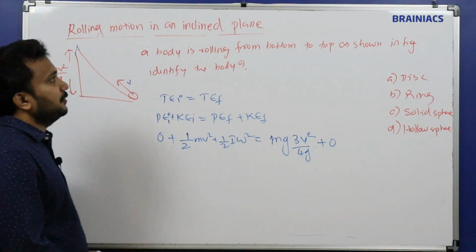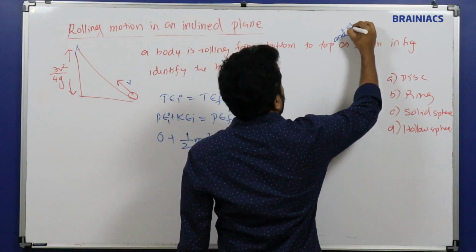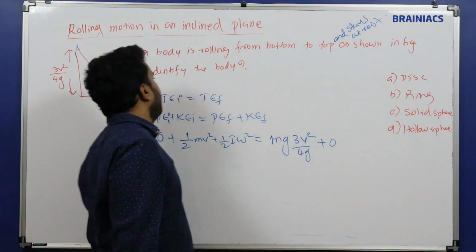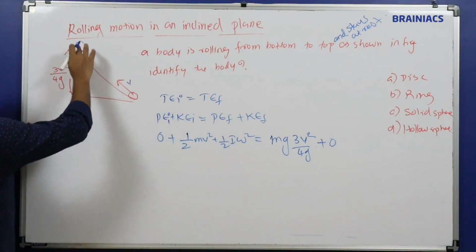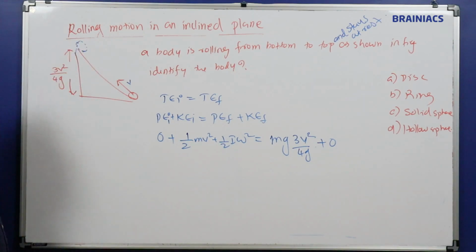A body is rolling from the bottom to the top and stays at rest as shown in the figure. They have given a dotted, bubble-like structure as well. The body goes there and stays at rest. Identify the body. That was the question.